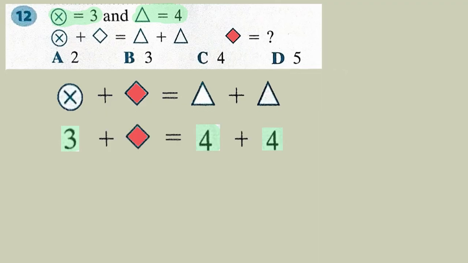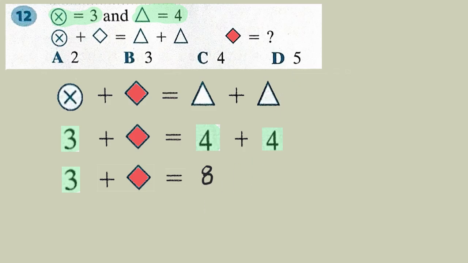So now that I've substituted what we know, we've got 3 plus the diamond, which is equal to 4 plus 4. And now 4 plus 4 equals 8, so our equation now is simplified. Well, we can work that out both ways. We can just substitute 2 in here and say 3 plus 2 is 5, so it's not 8. What about 3? 3 plus 3 is 6, and that's not 8. What about 4? 3 plus 4 is 7, so that's not 8. 5 plus 3 is 8.